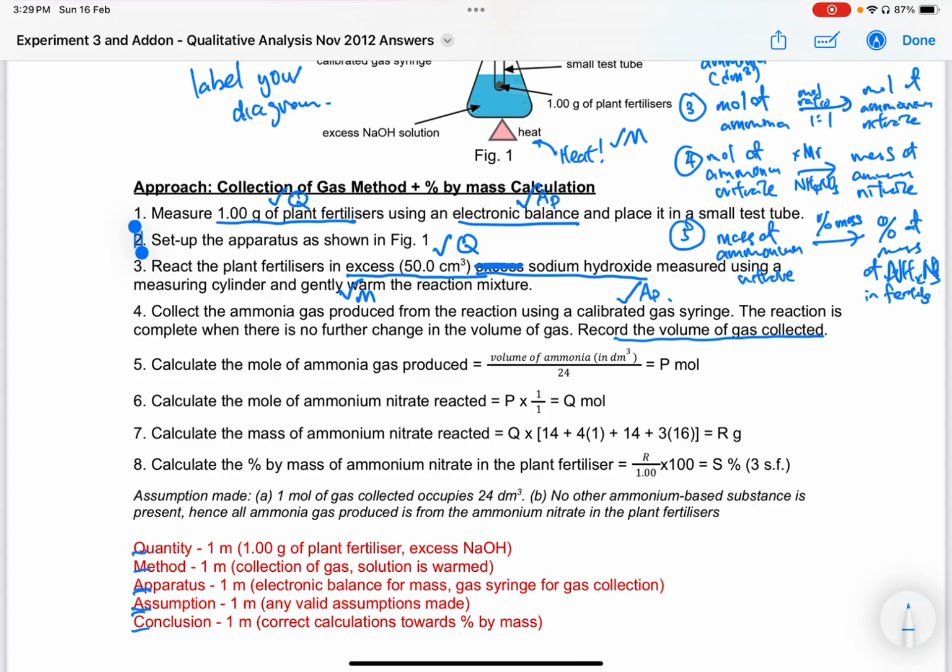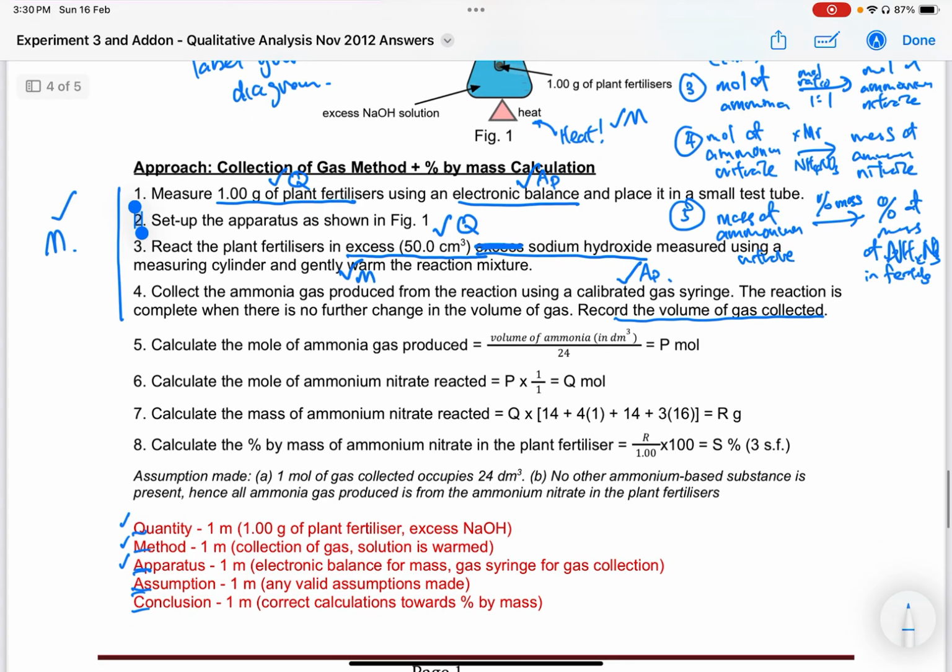So this whole part, from the first one to the fourth one, is overall the method marks as well. We will see how you do the setup, how you write the procedure, in terms of the flow as well. So step 1 to step 4 will help you get marks for the Q, M, and apparatus. Now, the next one will be assumptions and conclusions. Conclusions generally is the calculation part.